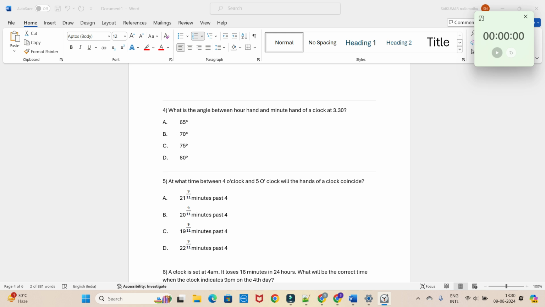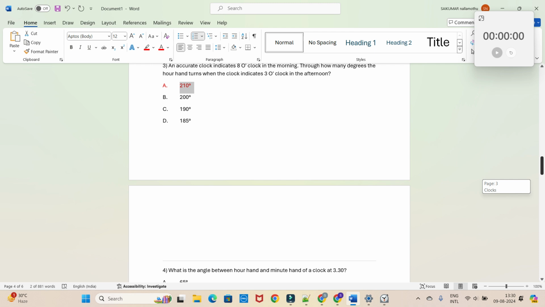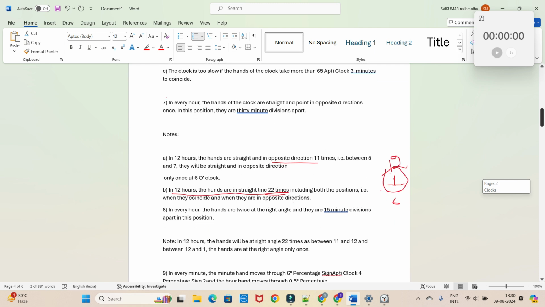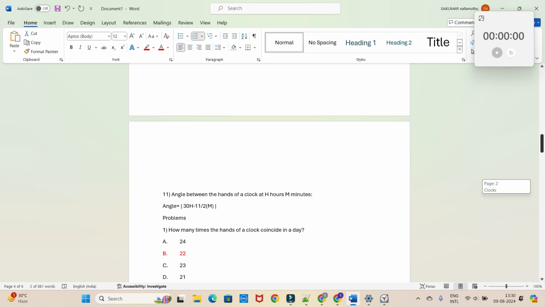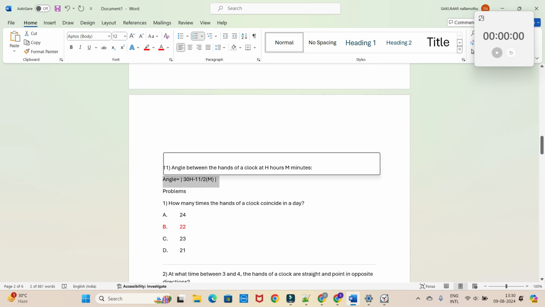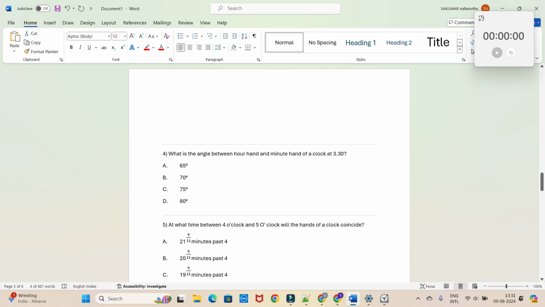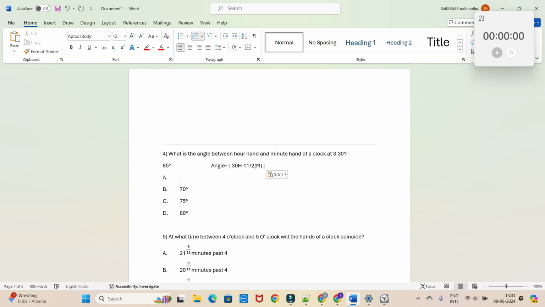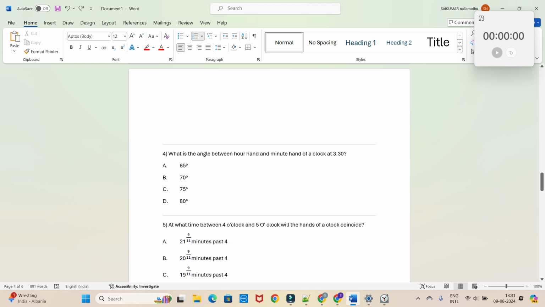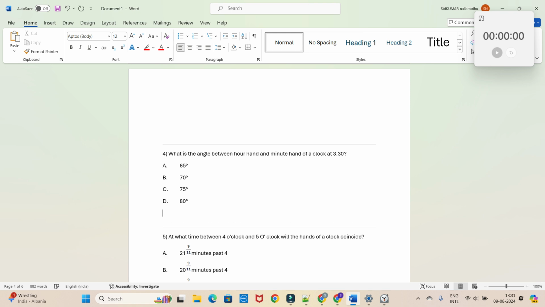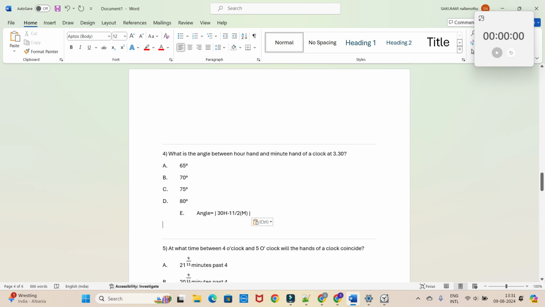So they are asking us to find the angle between the hour hand and the minute hand when the time is 3:30. If you remember previously, this is the formula to find the angle between the hour hand and the minute hand. So for this as well, if we put the values in, this is the formula.